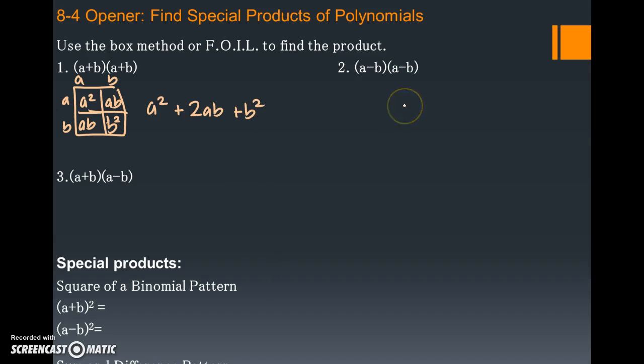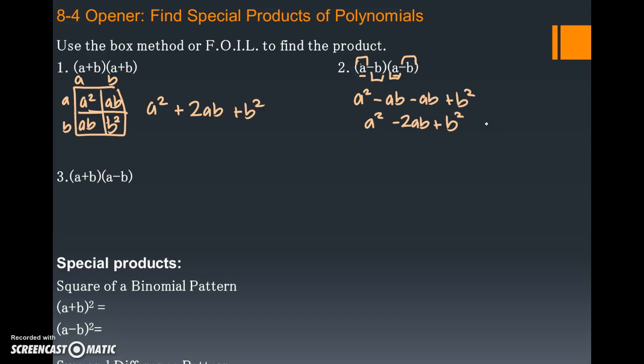And then for the next one, let's do FOIL. So first terms is a squared, outer, I'll go here, is minus ab, inner will be these two, another negative ab, and then negative b times negative b is plus b squared. If you hate FOIL, guess what I don't mind? I don't mind if you box it out, minus 2ab, or use the distributive one, plus b squared.